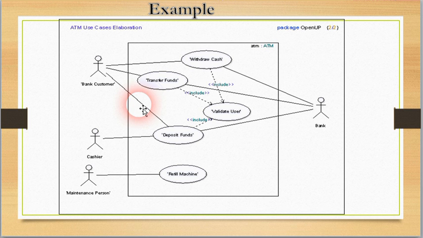The use cases withdraw cash, deposit funds and transfer funds all need to include how the customer is identified to the system. This behavior can be extracted to a new inclusion use case called validate user, which the 3 base use cases include.